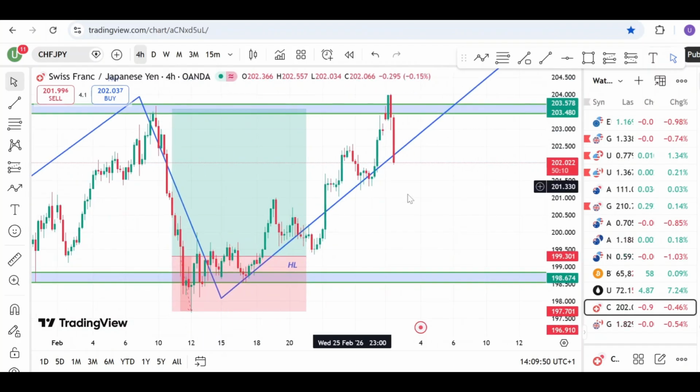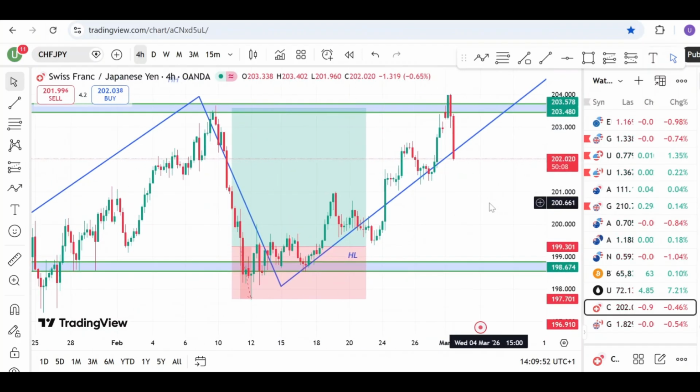Okay, guys, this is a little summary of the market structure, how to read a chart like a pro, but in a bullish market.